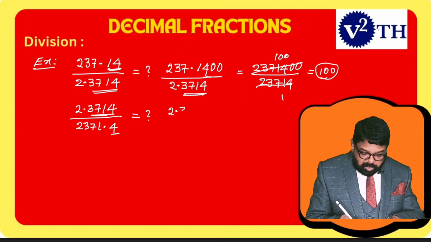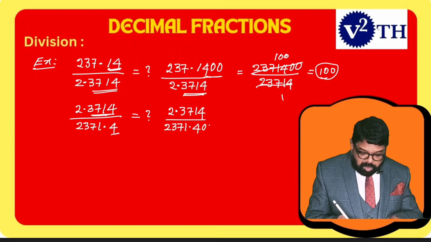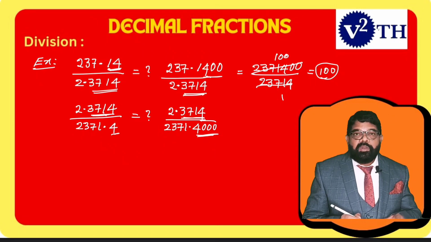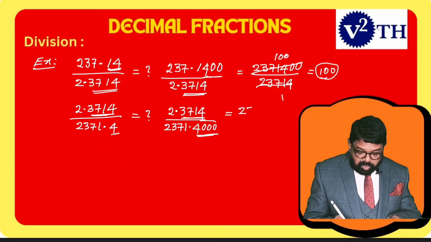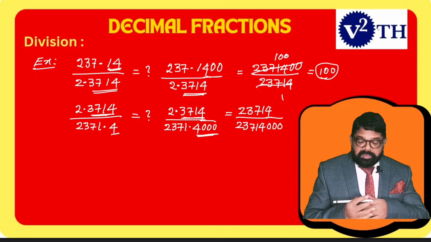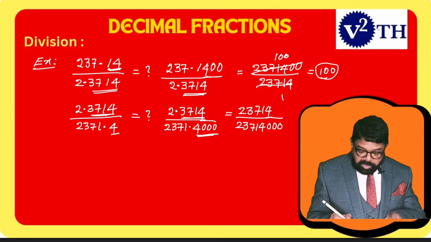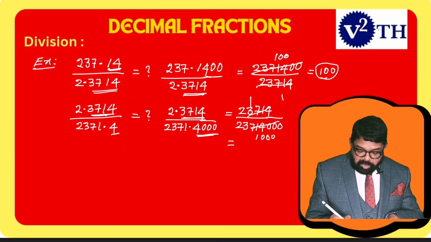So we can write it as 2.3714, and the denominator also 2371.4000. How many zeros do we have to take? 3 zeros. Now in the denominator after the decimal 4 digits, in the numerator also after the decimal 4 digits. Now remove the decimal and write down the value. So 23714 divided by 23714 followed by 3 zeros. Now by cancellation, what did you get? 1 by 1000 you got.